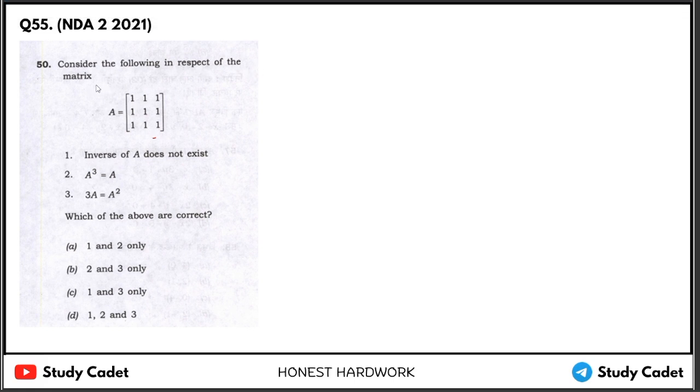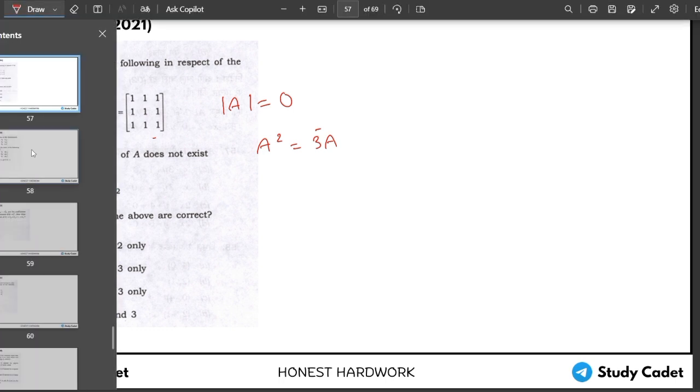Consider the following in respect of the matrix A. The inverse of A does not exist. See, it is a singular matrix because the determinant is 0, so the inverse does not exist. A cube is equal to A? When we do A square, it will become 3A, so A cube will not be A. 3A is equal to A square, right? So 1 and 3 only.